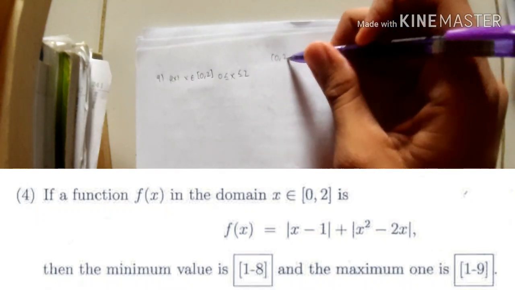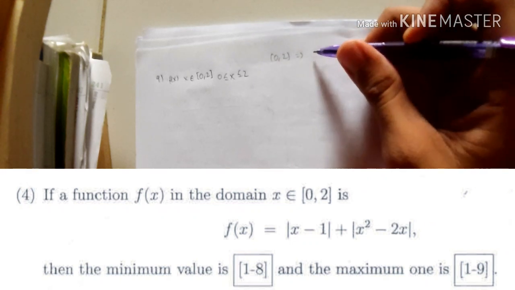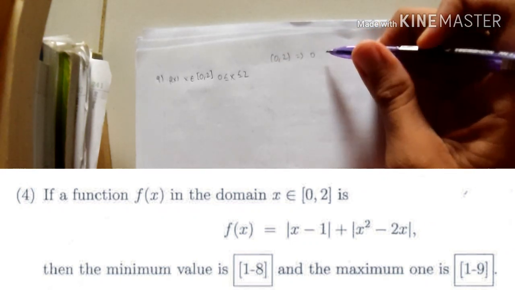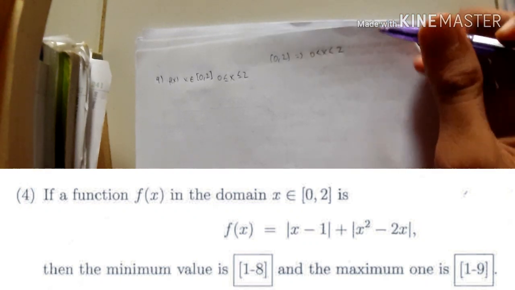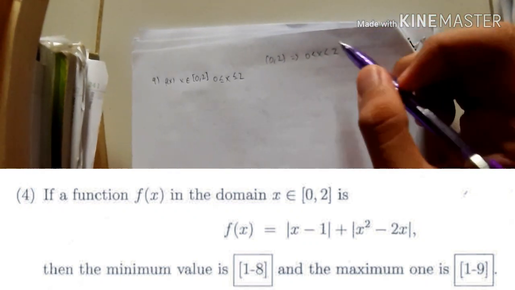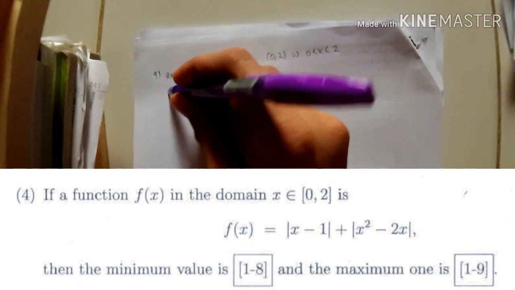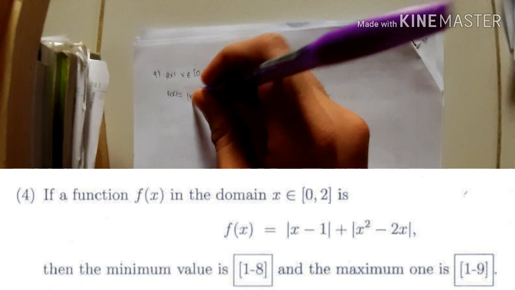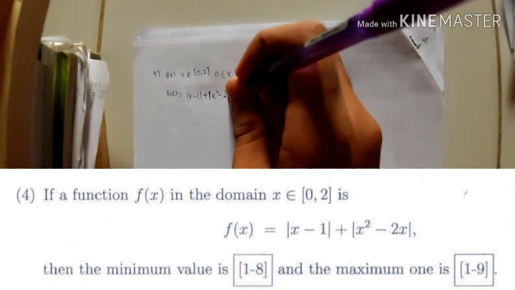If you have curved brackets, it means 0 less than x less than 2, so 0 and 2 are not inclusive. Okay, so now the function that is given is the absolute of x minus 1 plus the absolute of x squared minus 2x.